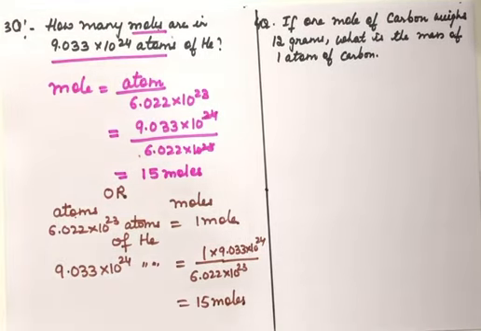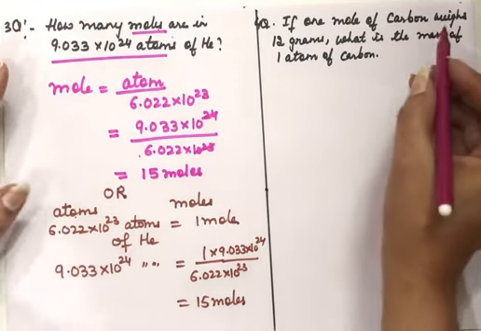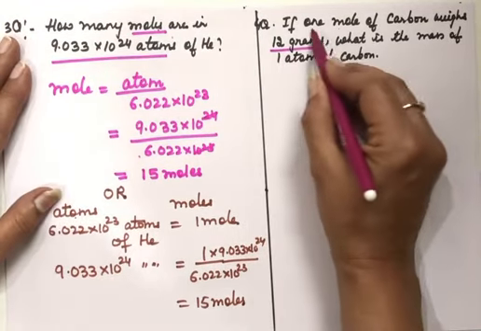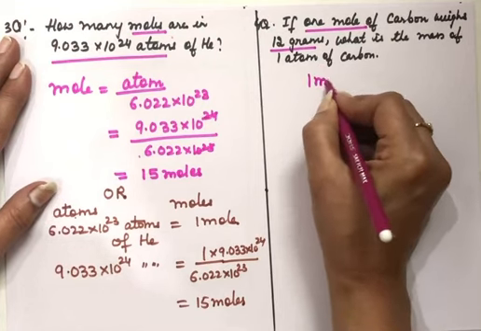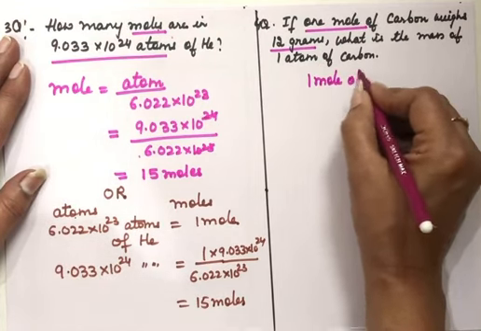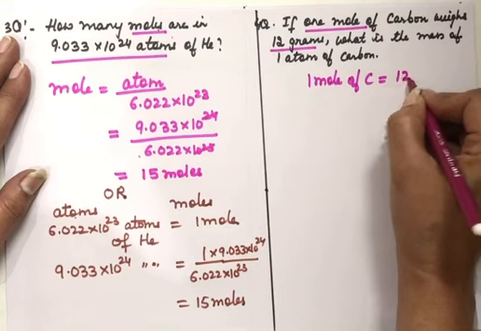Next question, fourth question. If 1 mole of carbon weighs 12 grams, it's given here that 1 mole of carbon is equal to 12 grams.